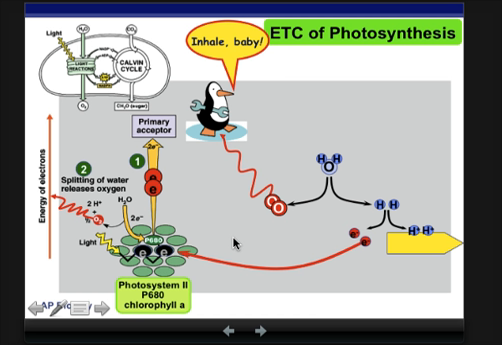So what do you have to know here? Well, the first step in this electron transport chain, okay, number one, it's happening at photosystem 2. Photosystem 2 is P680, 680 nanometers of light. Okay, photosystem 2 has chlorophyll A.